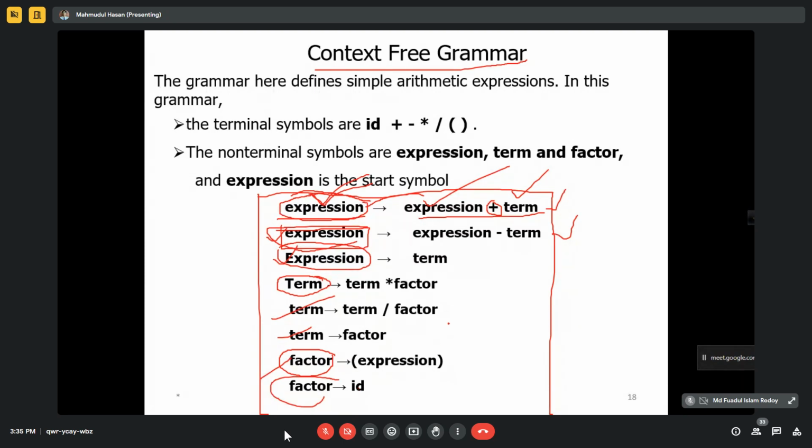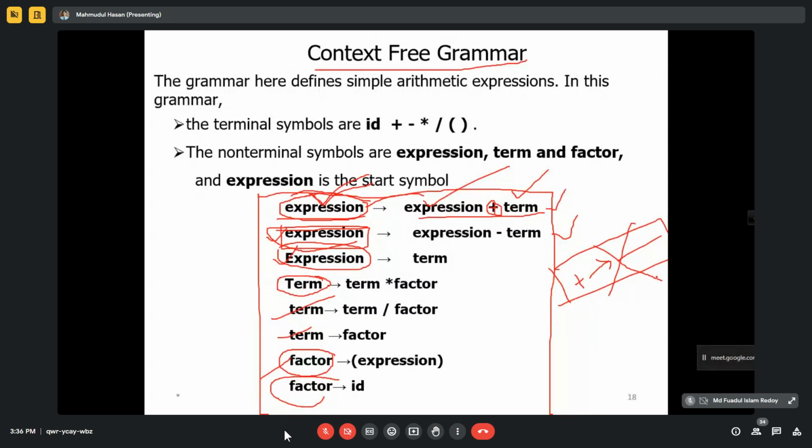Yes, sir. So look at this. From plus we cannot go anywhere. Is there anything like this in the grammar? No, sir. That means we cannot go from plus to anywhere. These types of production rule are not present in your grammar. That means plus is terminal.